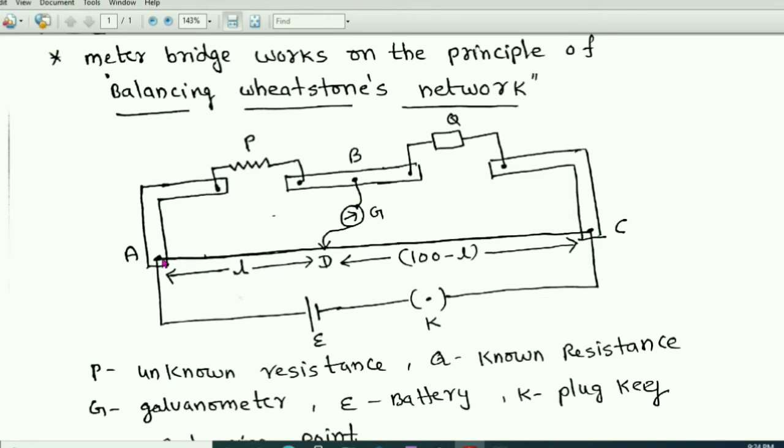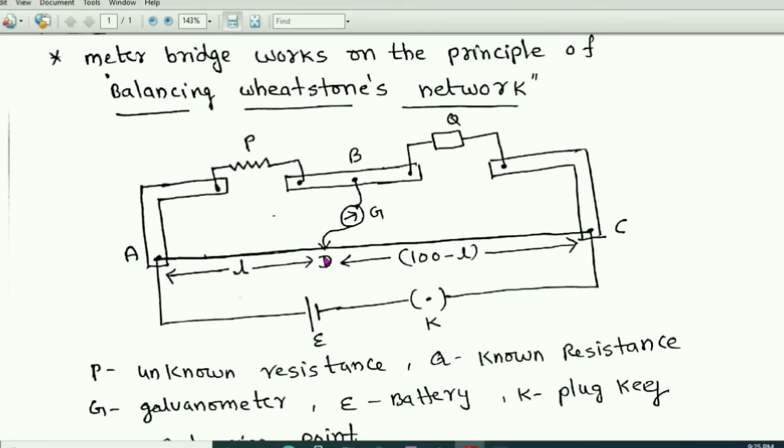D is the null deflection point. The length from A to D is called the balancing length, L. If AD is L, then the remaining DC is 100 minus L. Why? Because we have taken the length in centimeters: AC is the 1 meter wire, and 1 meter means 100 centimeters.